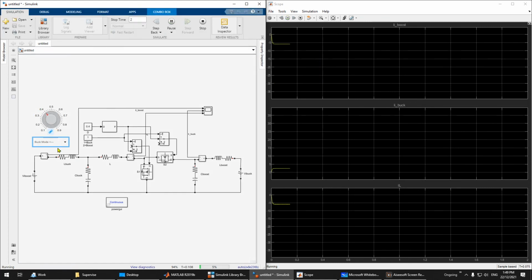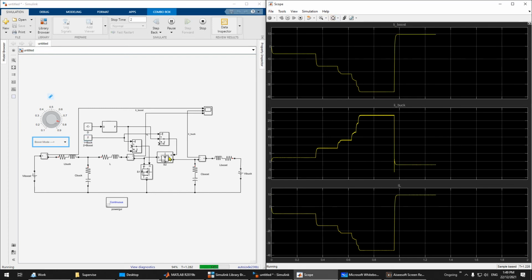Okay, so you can see there is buck mode. Increase the current. This is increasing the current. And then we can choose the boost mode. You can see here the current changes direction. You can reduce the current.